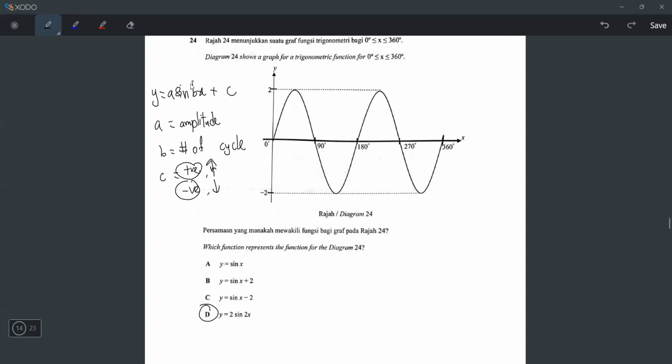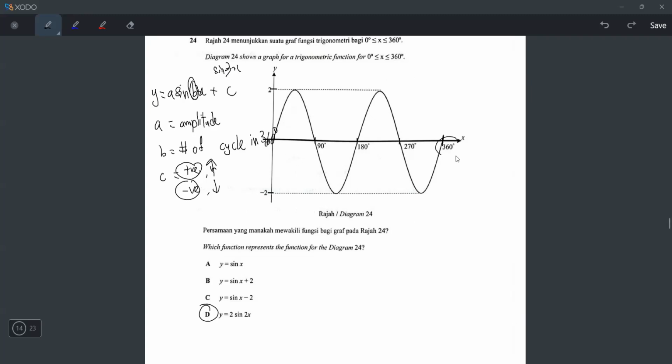So the number in front of x here, the B, indicates number of cycle. It means actually I should say number of cycle in 360 degree. So if the sign is sine 2x, it means what? Dalam 360 ada berlaku dua sine graph. Itu maksudnya. If it's sine 3x, it means in 360 degree exists 3 sine graph.